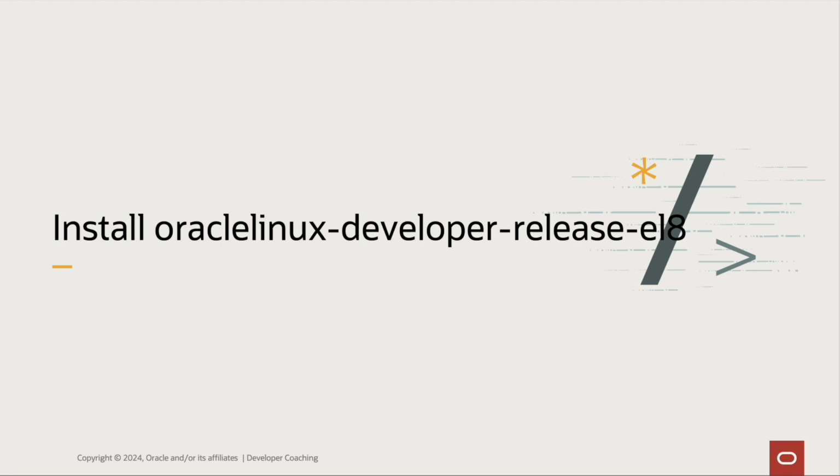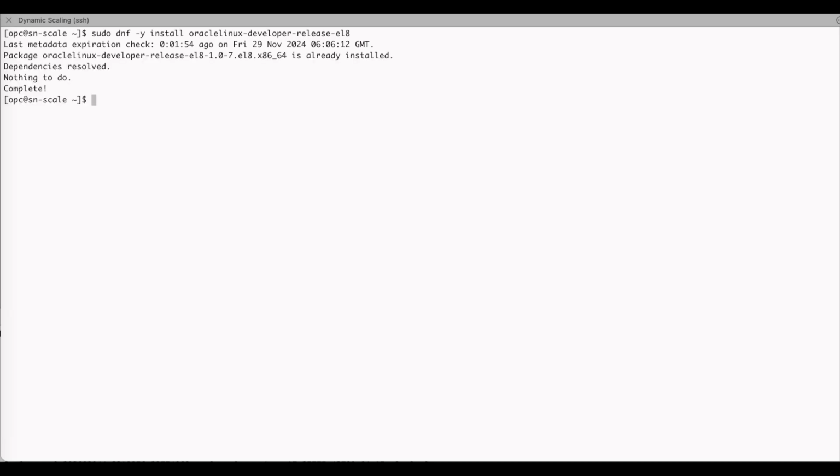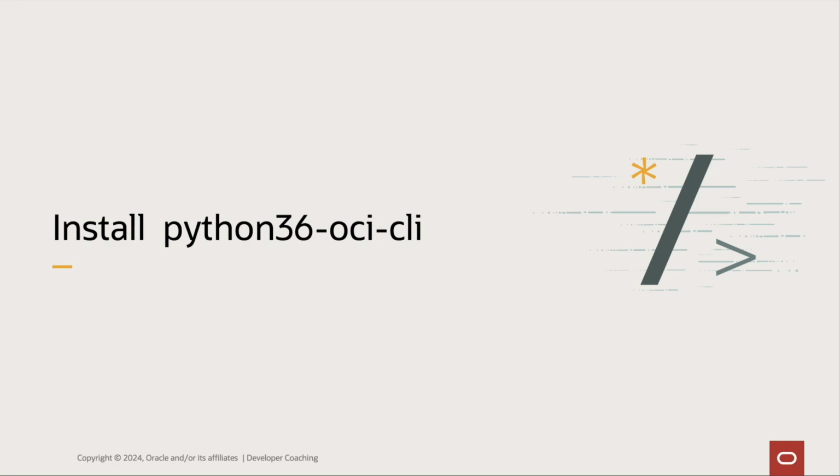Now the Oracle Linux team packages the OCI CLI and SDK in RPM form and publishes them in the developer repository on Oracle Linux YUM server. However, this section just depicts how you can install the developer repository. You also need to install Python 36 OCI CLI in case we are going to configure dynamic scaling using the OCI CLI.